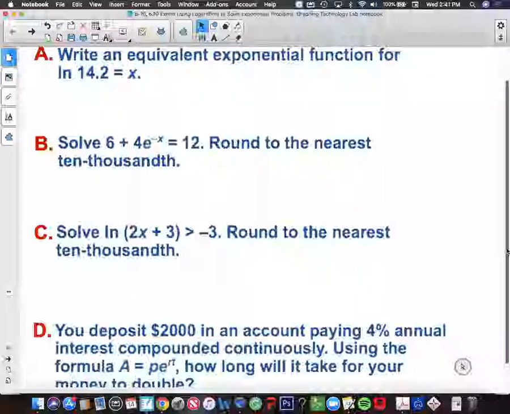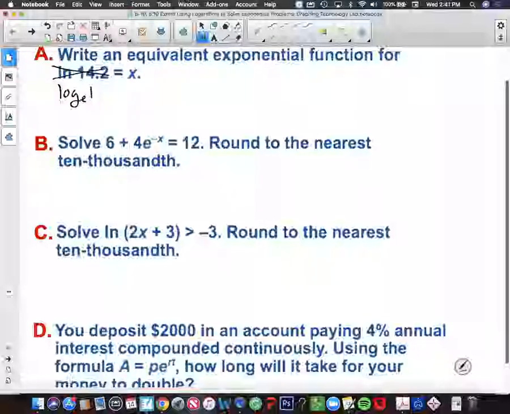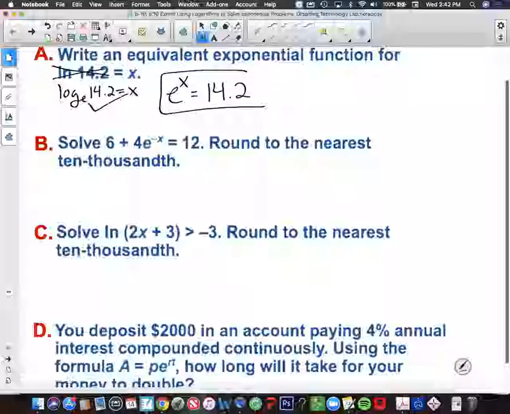All right, back up to the top. So we want to write an equivalent exponential function for natural log of 14.2 equals x. So you got to remember what the base of natural log is. If you need to, you can rewrite it as log base e of 14.2 equals x. And that way you can kind of know what you're doing here. So we want to move from one side to the other. Boom, boom. We get e to the x equals 14.2. And that is it. That's all you had to do is just rewrite it. Okay, that's a one-step problem.